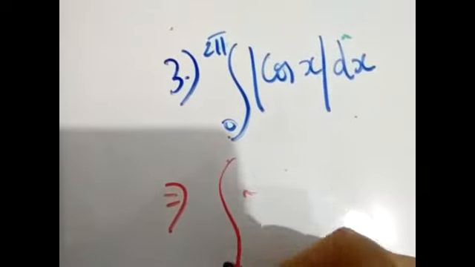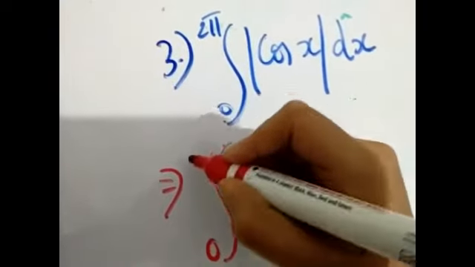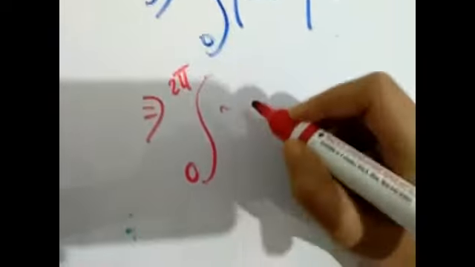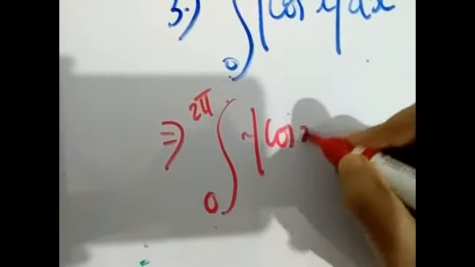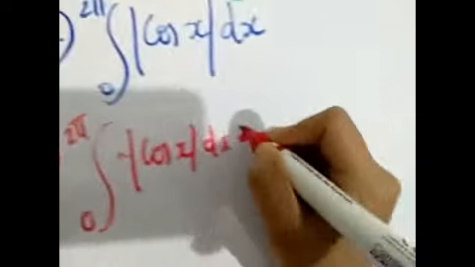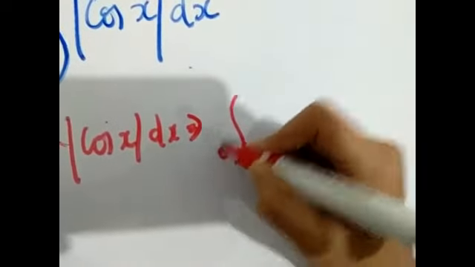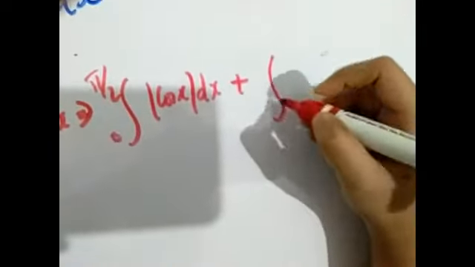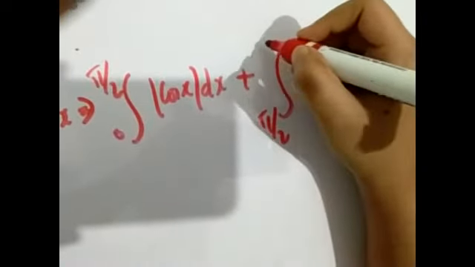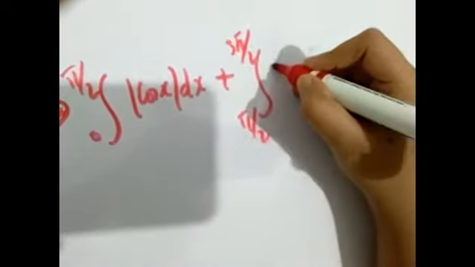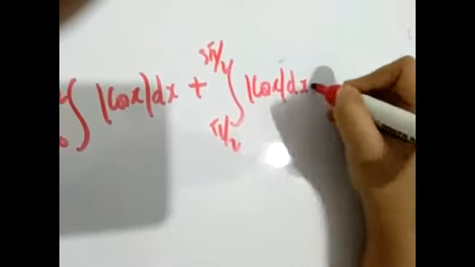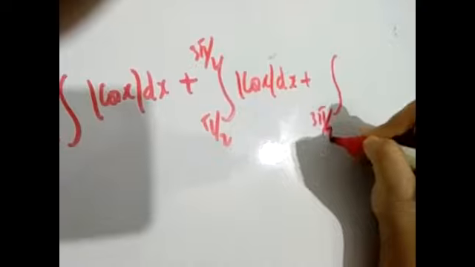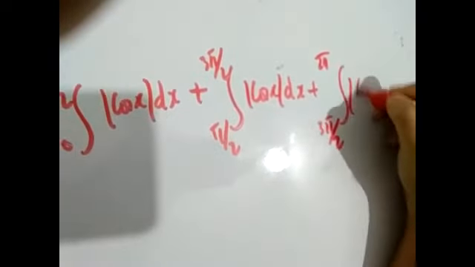So first I'll write the integral from 0 to 2 pi of mod cos x dx is equal to, here comes, 0 to pi by 2 of mod cos x dx, plus pi by 2 to 3 pi by 2 of mod cos x dx, plus 3 pi by 2 to 2 pi of mod cos x dx.